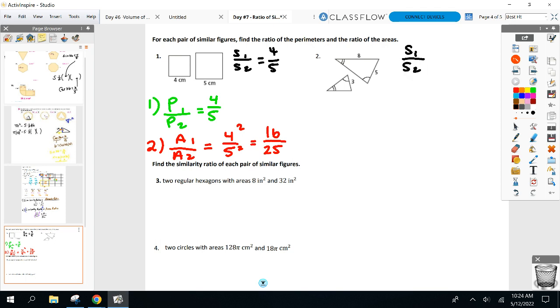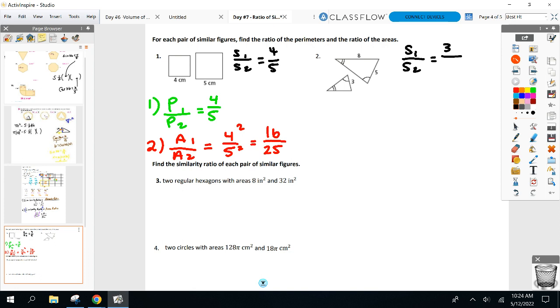Finding the similarity ratio here. I know it's going to be 3 to something. You guys have to figure out what the 3 would match up with. If you can visualize, put the congruent angles on top of each other and see what the 3 would fall on top of, because it's either 8 or 5. Try to visually put those congruent angles right smack on top of each other. Where's the 3 going to match up with?